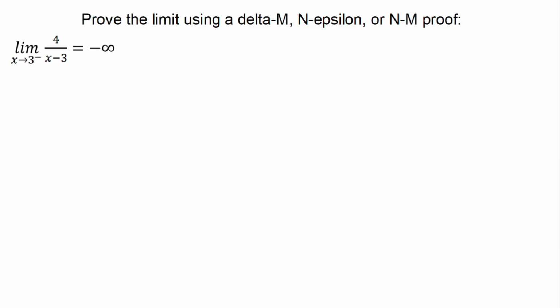All right, for our next one here, it's basically the same problem, except that we have the limit as x approaches 3 from the left of 4 over x minus 3, and of course, that's going to equal negative infinity. So for this one, we're not going to start with given m greater than 0 because we're approaching negative infinity. So we're going to actually start with m less than 0. So given an m less than 0, we need to choose a delta.